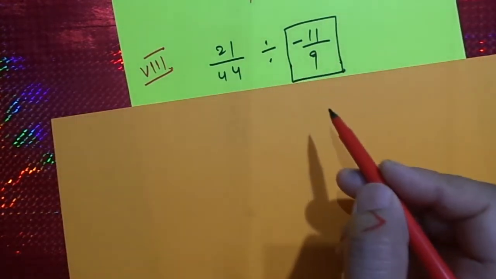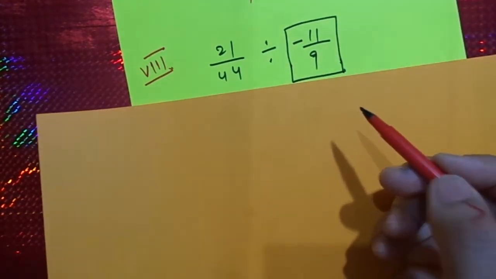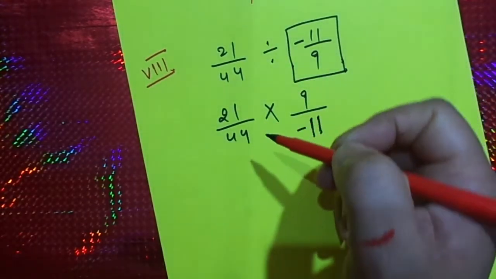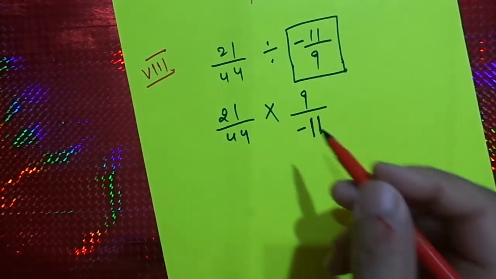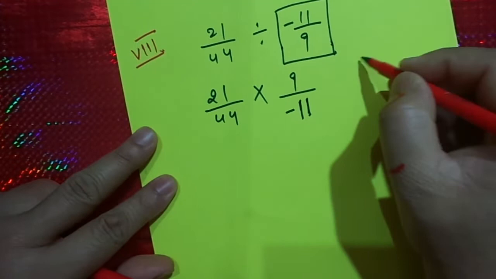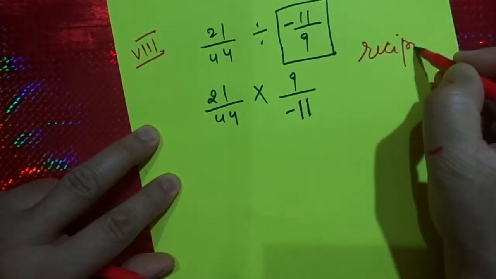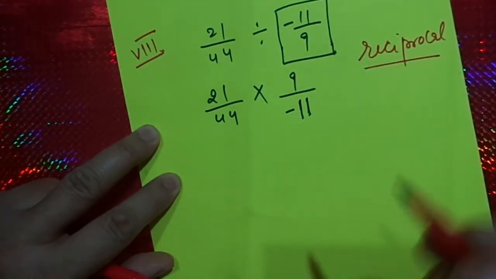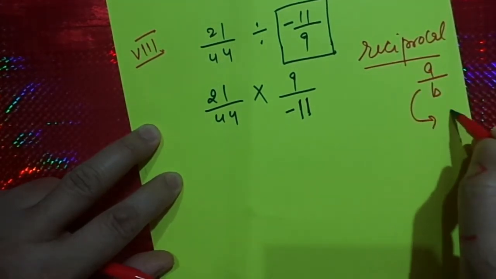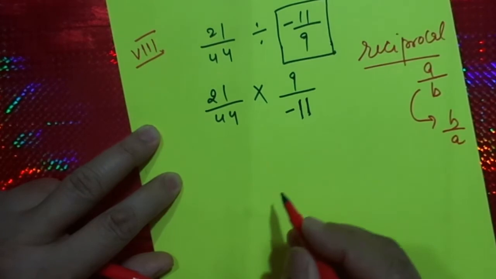If they do so, they will be totally wrong. Why? Because they have not converted the division into multiplication, and to do so, naturally they have to convert this into its reciprocal form. Reciprocal form means if it is A by B, it should be B by A. So now let's see.